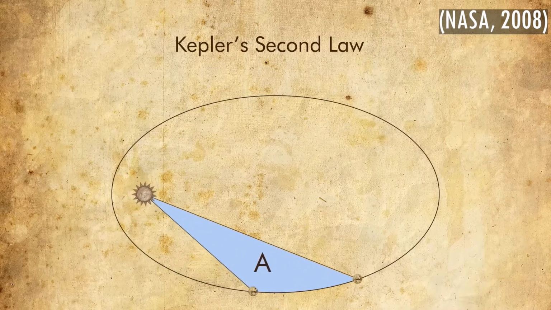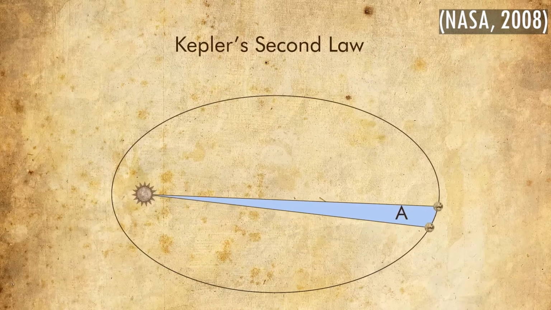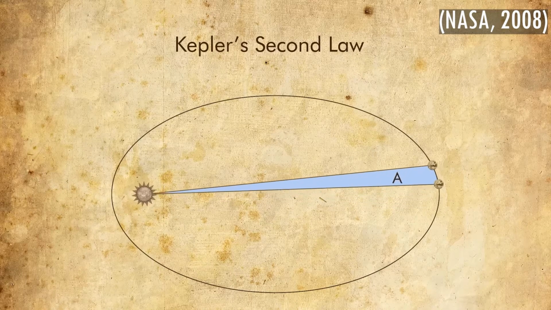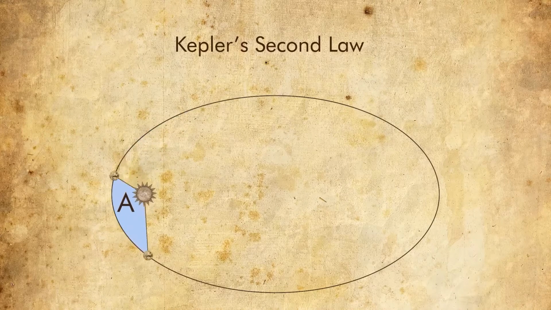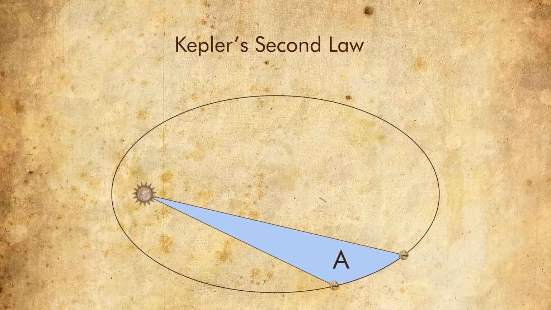Kepler's second law, the law of areas. The line connecting a planet with the sun sweeps out equal areas at equal times. In other words, when the planet is further away in the elliptical orbit, it moves at a slower velocity compared to when it's closer to the sun, so that it covers the same amount of area in the same period of time.